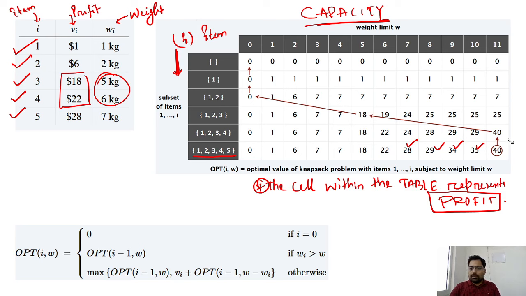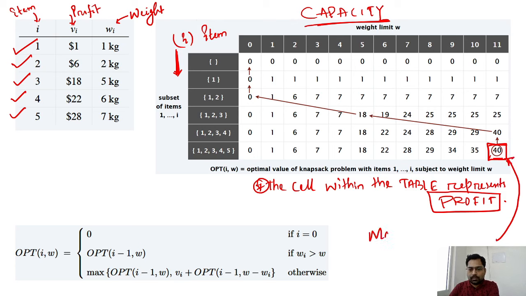Okay, now you can consider which items we need to pick. So we need to go for a backtracking of the items to track the selection of those items. Which ones we have selected. Once we have filled up with the profit, the last cell says the maximum profit by considering all the items. I must write maximum profit after considering all items.